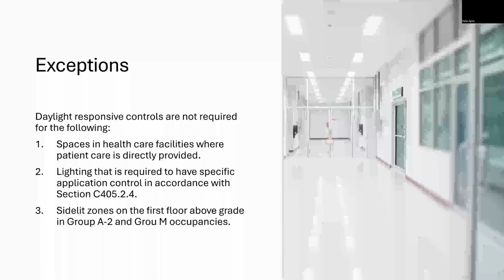So certain exceptions apply. Spaces in healthcare facilities where patient care is being directly provided, and lighting that is required to have specific application controls in accordance with 405.24. Basically that's all of your retail and display lighting, cabinetry, under lighting, stuff like that. Like, hey, we're not worried about that. That's going to turn on and be on because it's for show. Also, daylight zones on the first floor above grade in Group A2 and Group M occupancies.